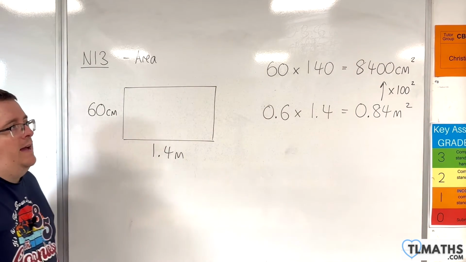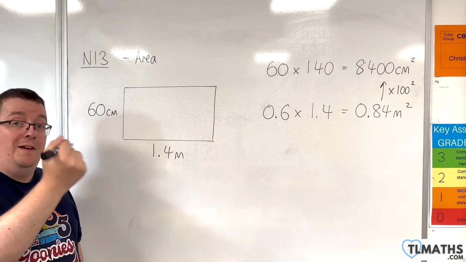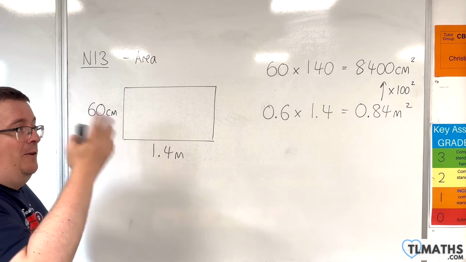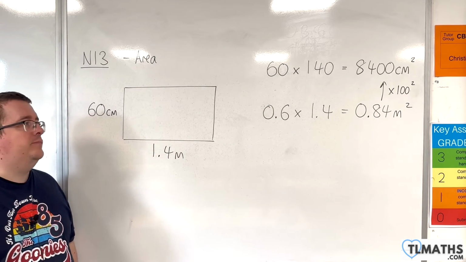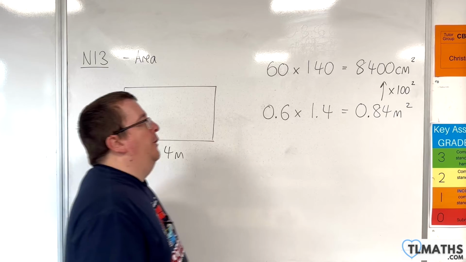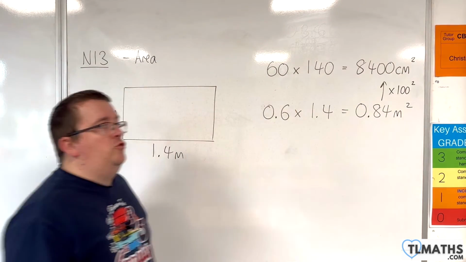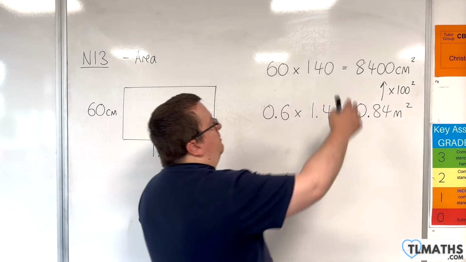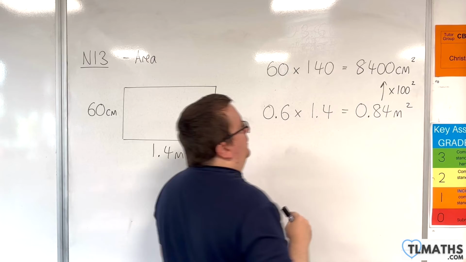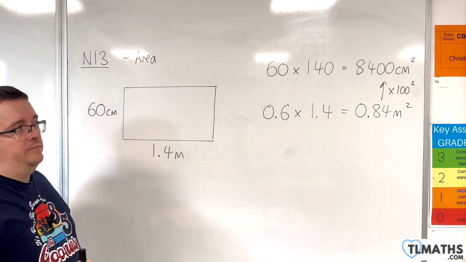That is what's being used to convert from square metres, sorry, there I go again, square metres into square centimetres. So if you want to convert from square metres into square centimetres, you've got to multiply by 100 squared. And if you want to convert from square centimetres to square metres, you've got to divide by 100 squared.